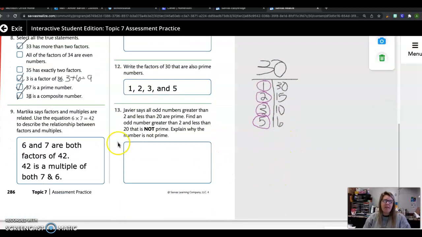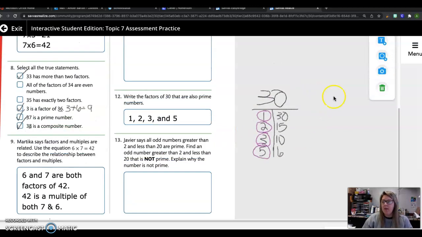Okay, last one, and we will be all finished with this assessment review. So Javier says that all odd numbers greater than 2 and less than 20 are prime. Find an odd number greater than 2 and less than 20 that is not prime. Explain why the number is not prime.